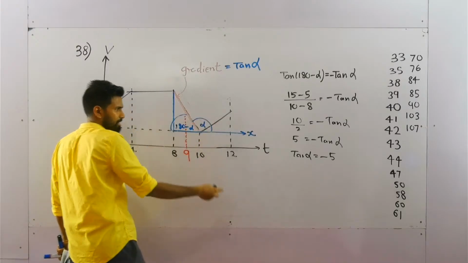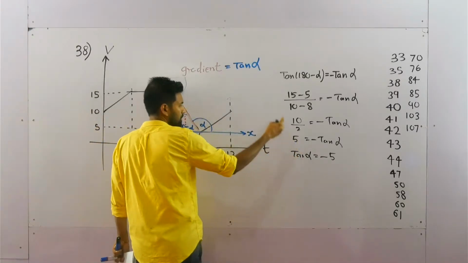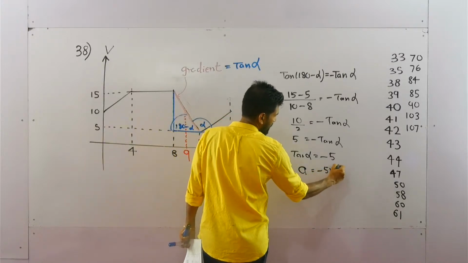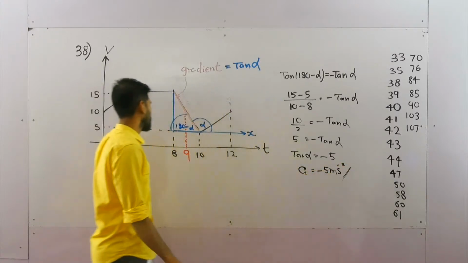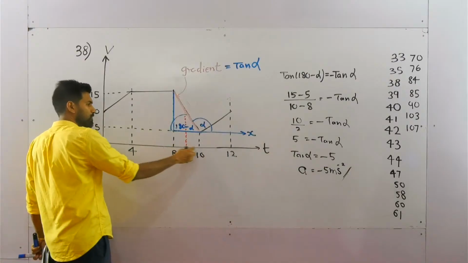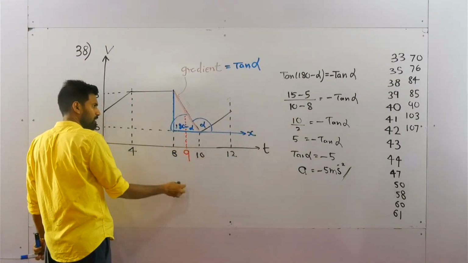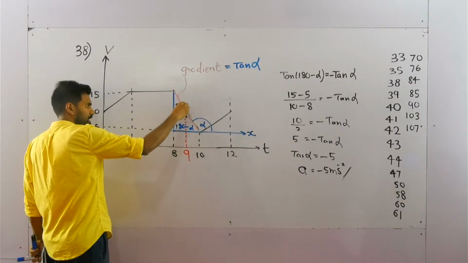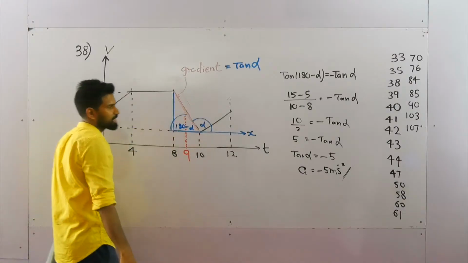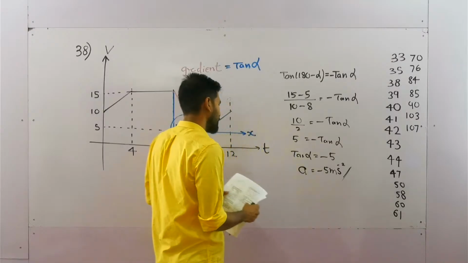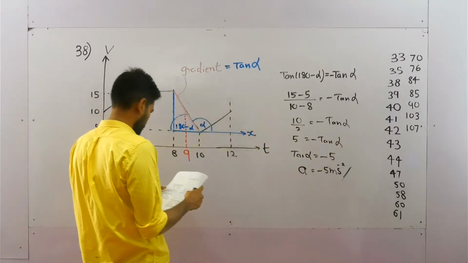So that's the gradient. The gradient of a velocity-time curve gives you the acceleration. So acceleration is equal to minus 5 meters per second squared. Not only in the 9th second, but from 8 to 10 seconds, whatever the situation, this is the straight line, so it represents the acceleration, which is minus 5. So the answer is minus 5. The retardation is 5 meters per second squared.